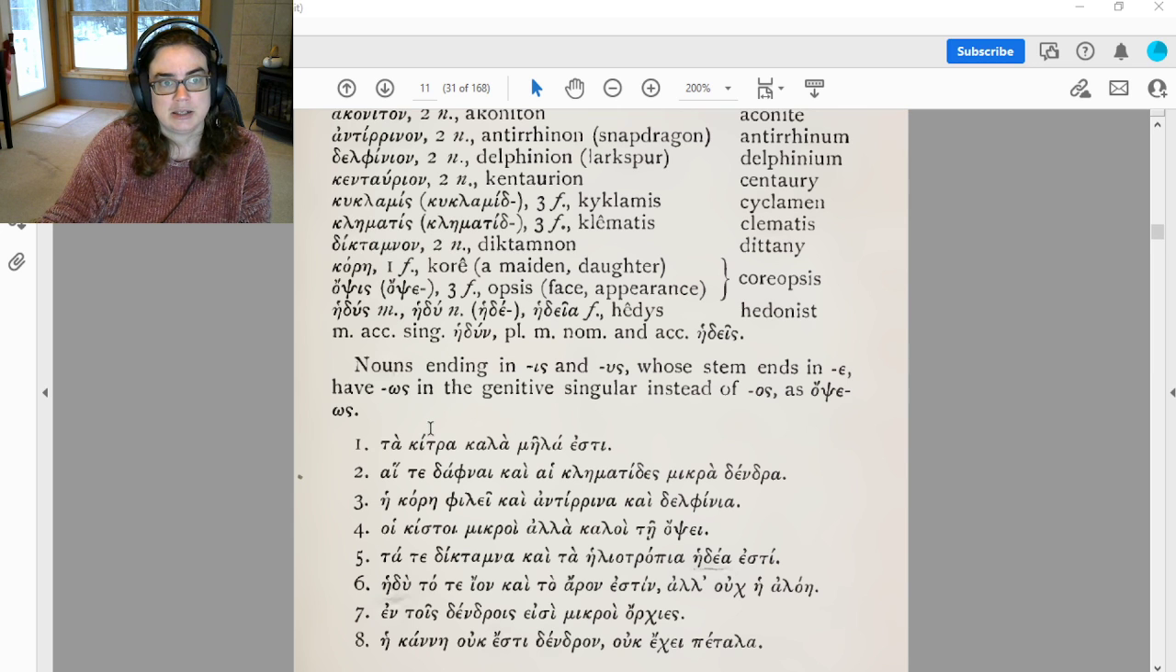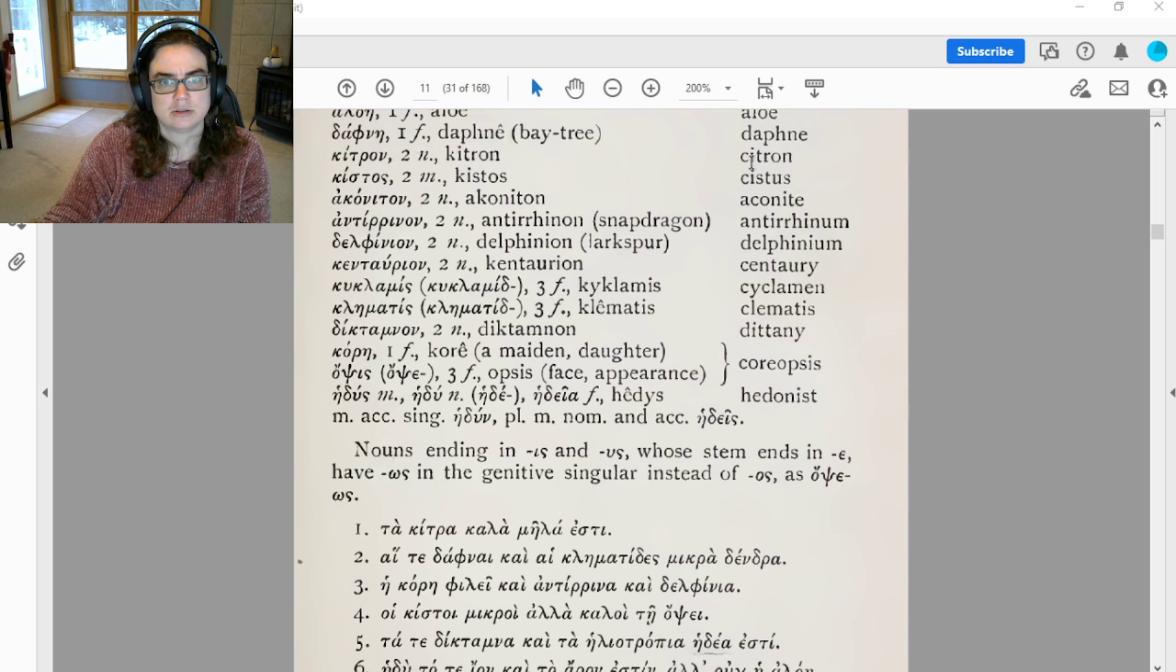All right. So, ta kitra kalamela esti. The kitra, lemons. I'm just gonna call it lemons. All right. The kitra are beautiful fruit. Hai te daphne kai hai clematides micradendra. So again, we have two antes for two subjects. The laurel trees and the clematises. Oh, clematises are small trees. Micradendra.